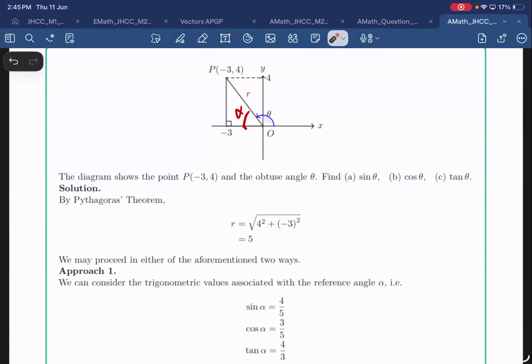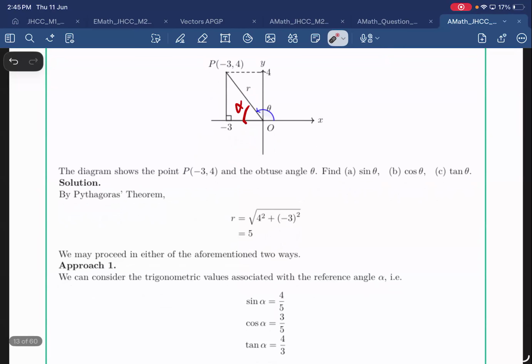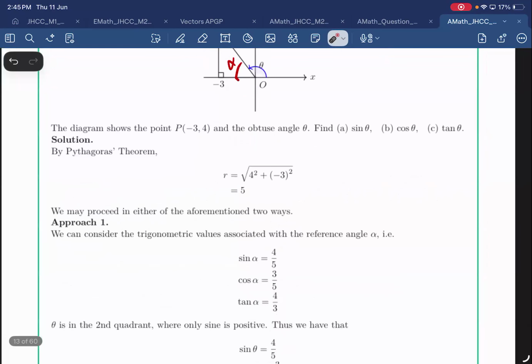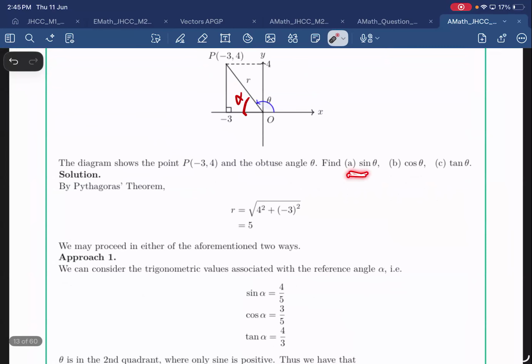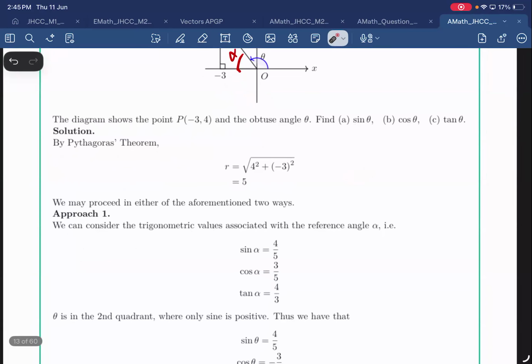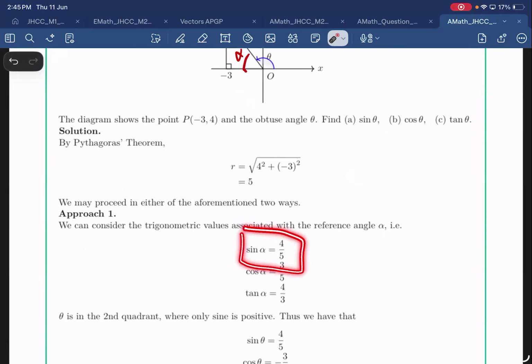So that's not difficult to calculate if we just use the reference angle. Then how do we relate the reference angle to each of these? For part A, we want sine theta. Right now we are only looking at alpha. Theta is in the second quadrant. If you see ASTC, in the second quadrant sine is positive. So sine theta is simply the same as sine alpha.